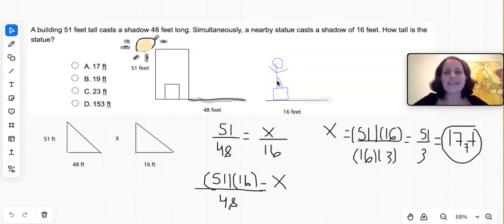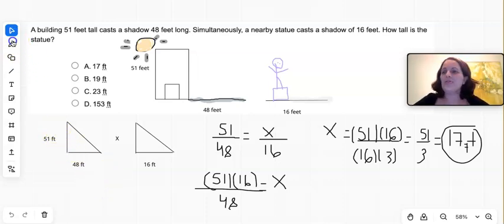So think about this. This is actually a geometry question. What's happening right here is that I have two triangles. I have triangle number one, which I can say 51 feet and 48 feet right here. And then I have X, because that's how high the statue is. And I have 16 feet, which is basically the shadow. Once I see this, I said, well, you know what? I can do a proportion, and that's exactly what I'm going to do.